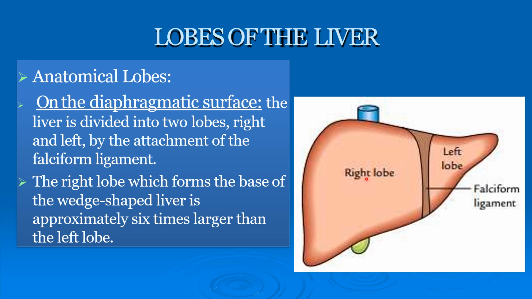Here you can see the right lobe of liver. This is the left lobe of liver. This is the falciform ligament splitting the liver into right and left. The right lobe is almost 6 times larger than the left one.